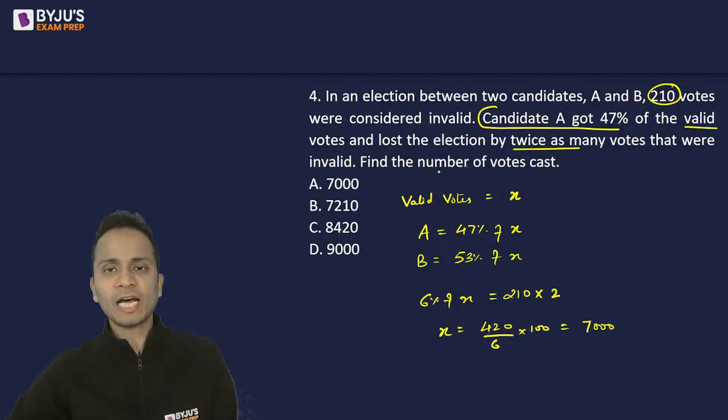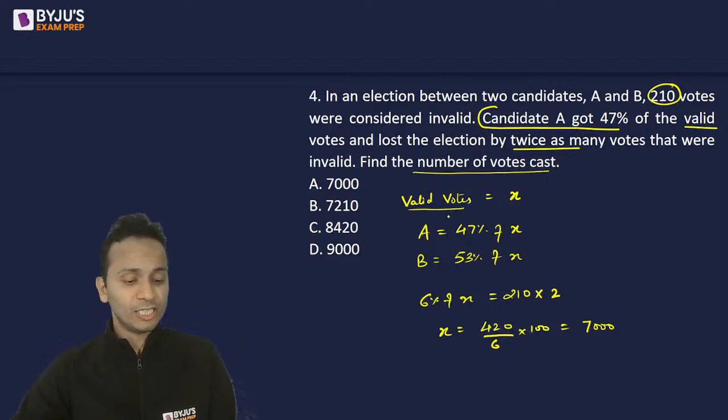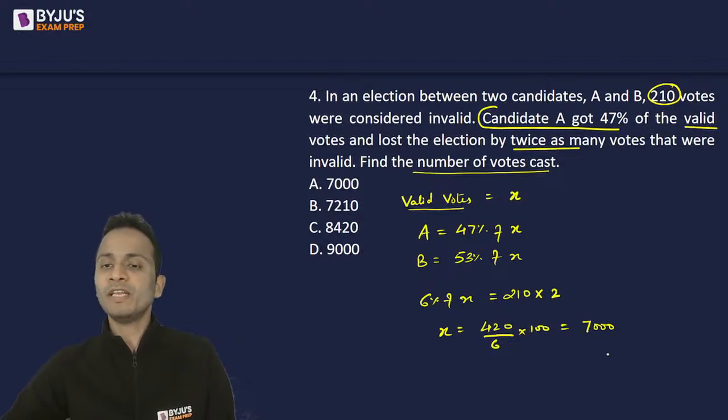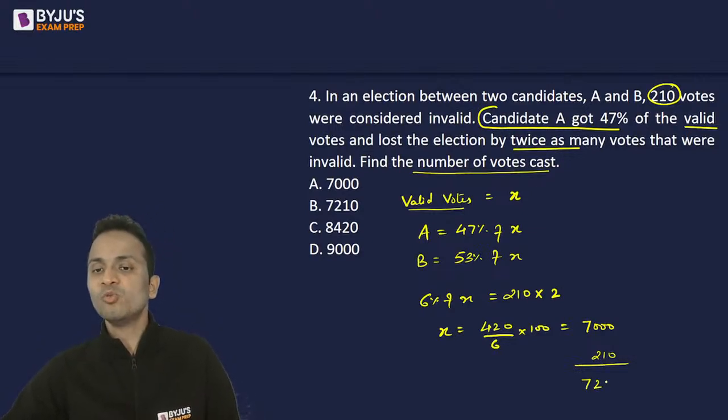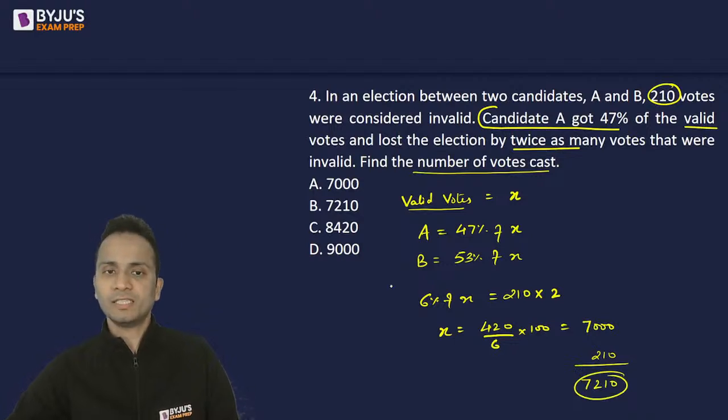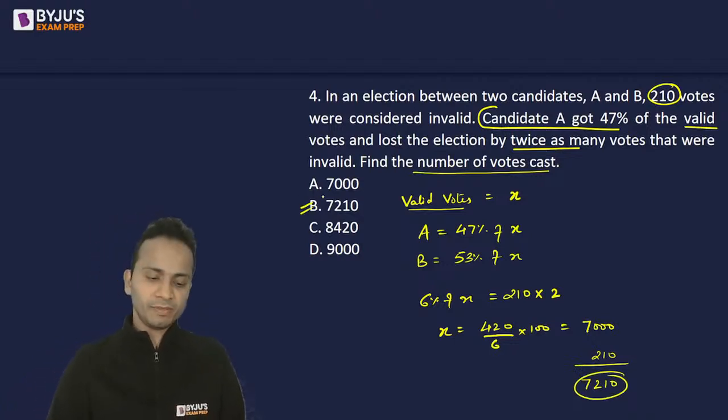Okay, now they're asking the number of votes cast, and I have got the value of valid votes, right? So what they have asked is not being calculated yet. So these are the number of valid votes. The number of invalid votes was 210. If I add these two, that will give you the value of the total number of votes which are cast. Okay, so 7210 is the correct answer, and that is option B.